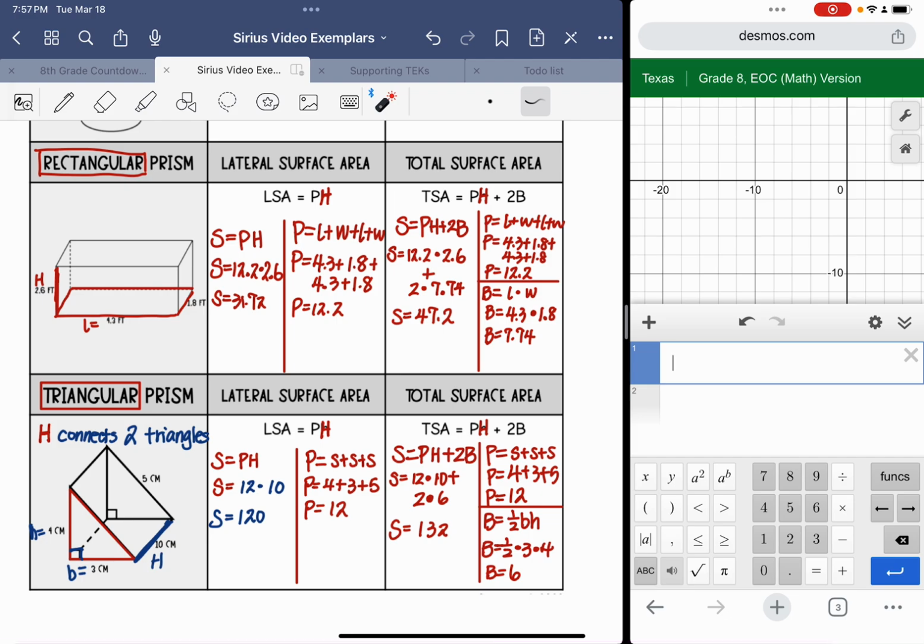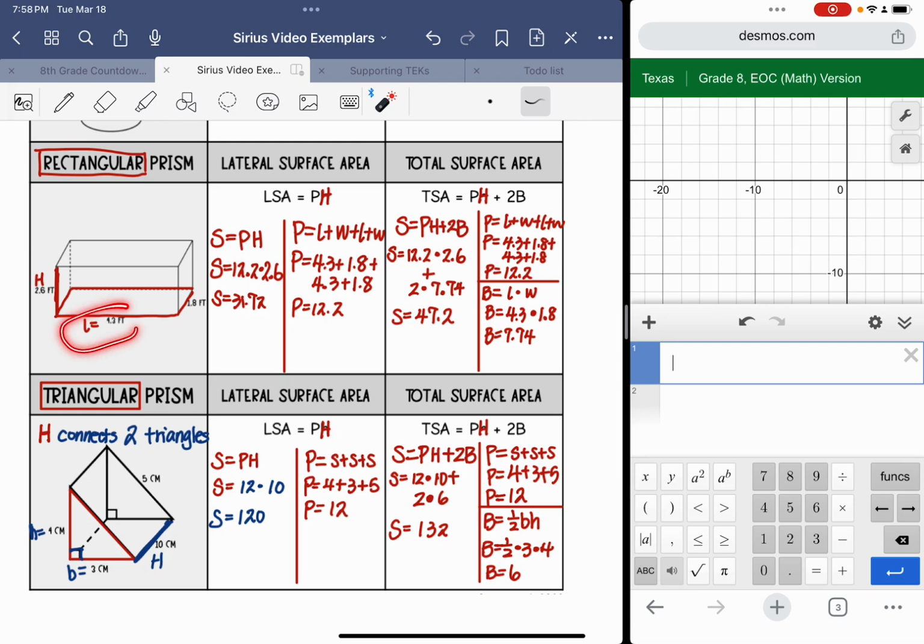Still, lateral surface area, we have S equals PH. Remember, P is the perimeter of the base. H is the height of the prism. And remember the height, we always use the capital letter H representing the height of the prism because it's the height of the whole thing, like this one or this one, because the height should connect two bases, right? In this case, the height should connect the two rectangular bases. We have a rectangular base at the bottom and one at the top, and the height should connect these two, which is that 2.6.